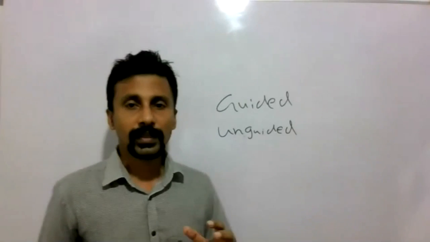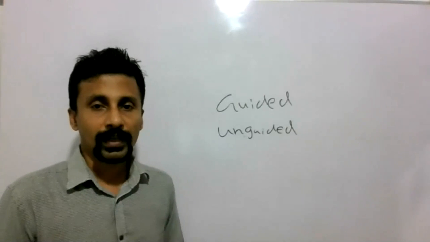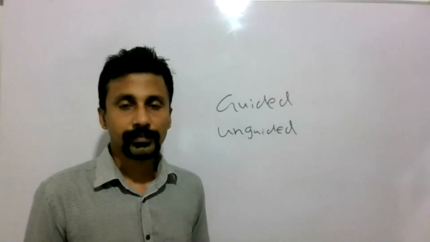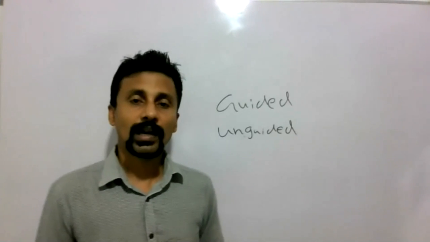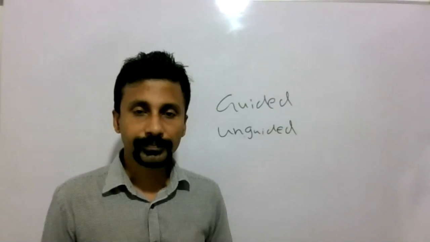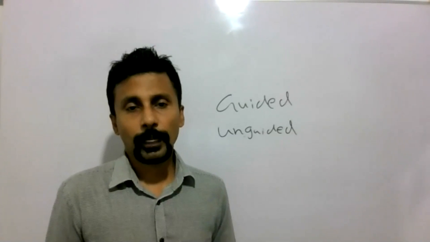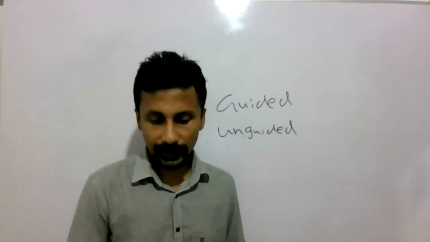Unguided means that the data is transmitted through the air, so air is the medium: infrared, radio transmission like Bluetooth and Wi-Fi, which come under radio waves. Then infrared, microwaves, right? Those you can take as unguided media.